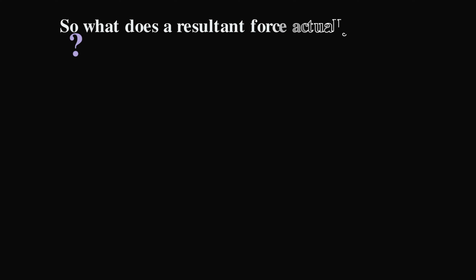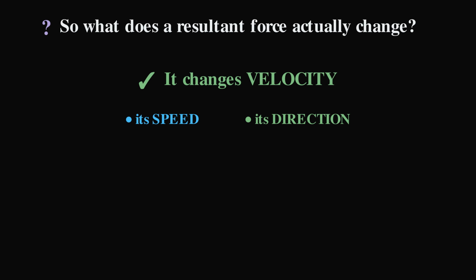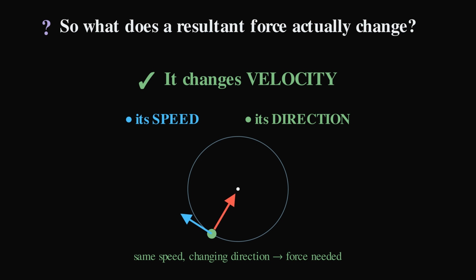So what does a resultant force actually change? It changes velocity, speed, or direction, or both. A ball on a string keeps the same speed, but its direction changes every instant, so there must be a force. Now put a number on it.